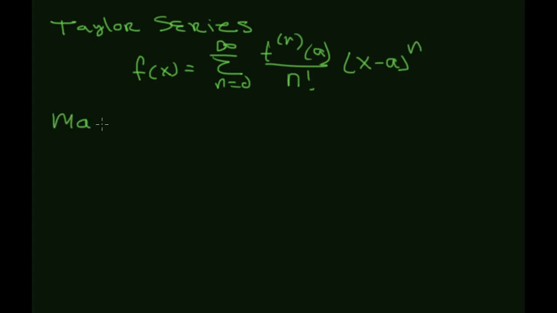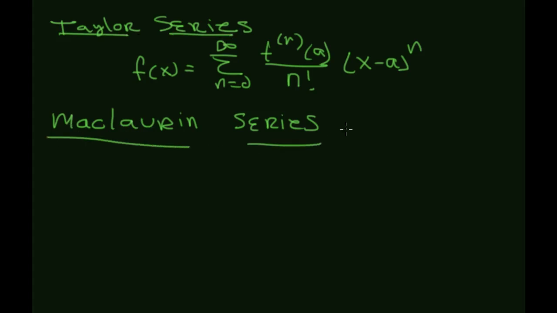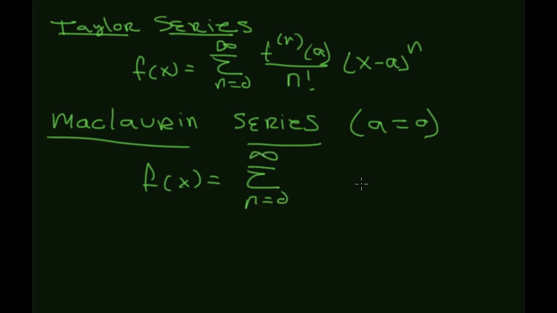A Maclaurin series is just a special case of a Taylor series where a equals 0. So this would be f of x being the sum from n equals 0 to infinity of the nth derivative of f at 0 divided by n factorial times x to the n.